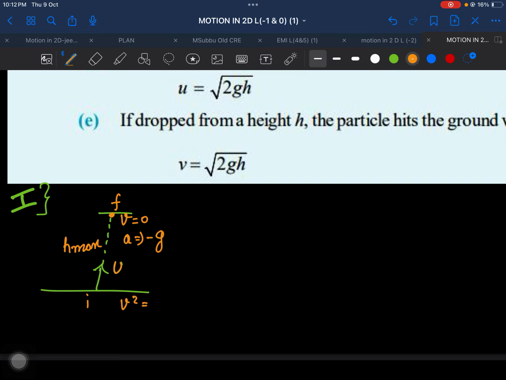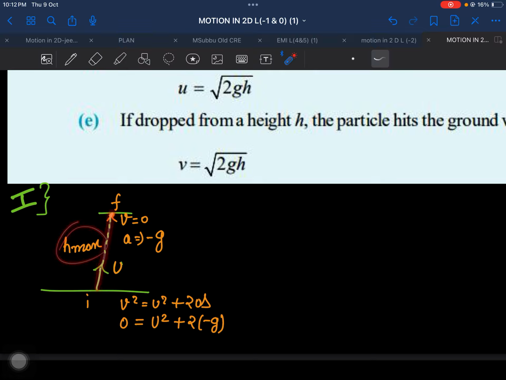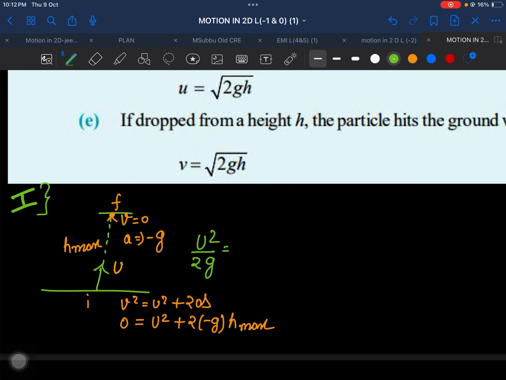So v squared is equal to u squared plus 2as. Clear? So v is 0, u is u, a is minus g, and displacement is h max, correct? So it is h max. Sorry for the handwriting, h max. So from here your h max will be nothing but u squared by 2g, which is your maximum height. Clear, students? You can learn this, no problem.